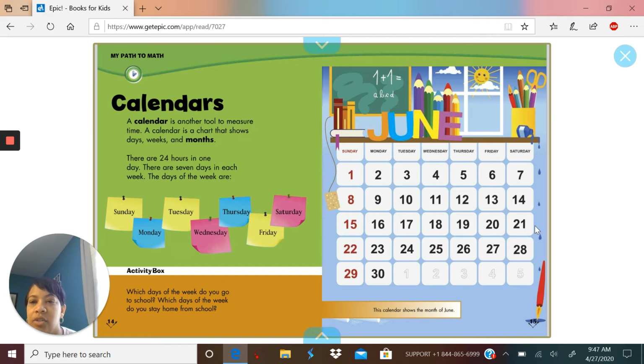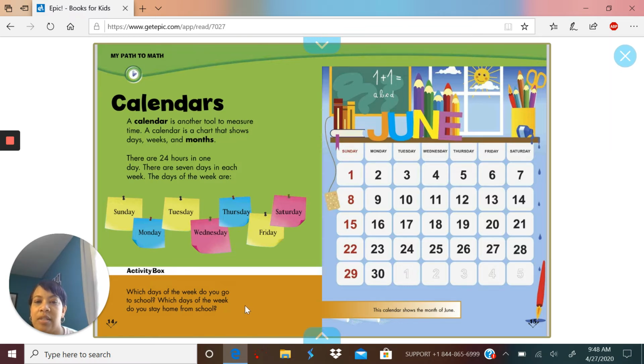Calendars. A calendar is another tool to measure time. A calendar is a chart that shows days, weeks, and months. There are 24 hours in one day, and there are 7 days in each week. The days of the week are Sunday, Monday, Tuesday, Wednesday, Thursday, Friday, Saturday.